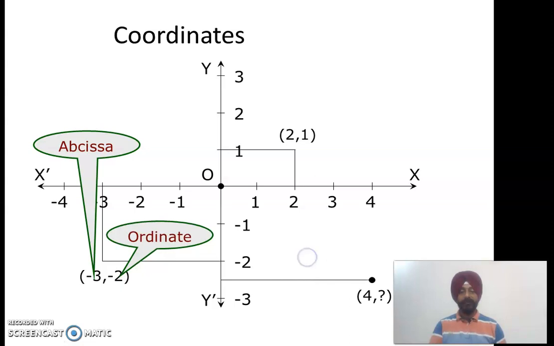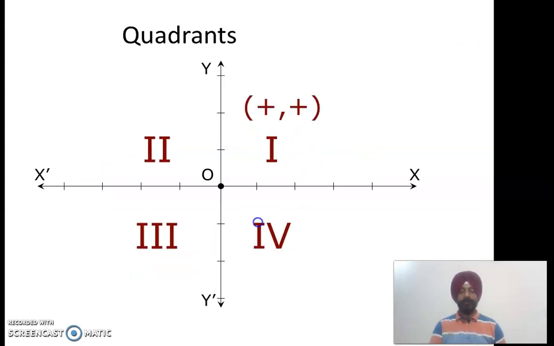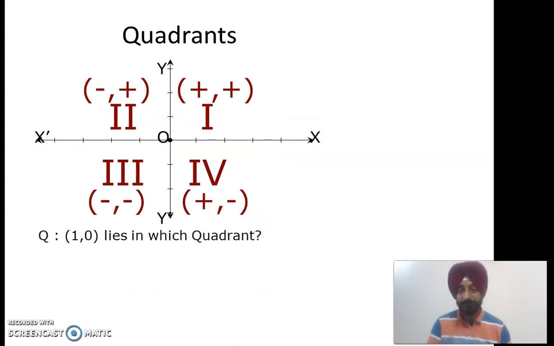So, what is this point? This is 4 on the x side and minus 2.5 on the y side, so negative on the y side. The quadrants: first quadrant, second quadrant, third quadrant and fourth quadrant. In the first, all are positive. In the second, x is negative, y is positive. In the third, x is negative, y is negative, and in the fourth, x is positive and y is negative. So, these are our quadrants.